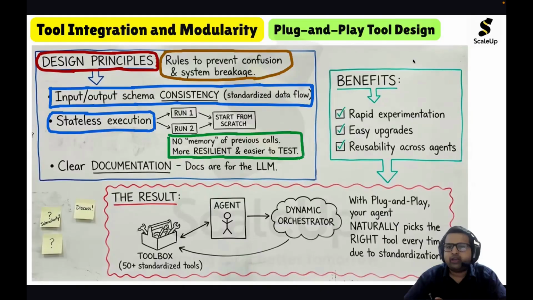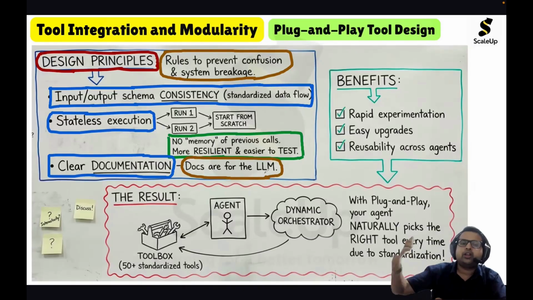One more very important design principle is clear documentation. In agent systems, documentation is for the large language model. Why is documentation important? It is not for humans, but for large language models, because in agentic AI systems, large language models will be the orchestrator. They will be calling the tools, and in order to call a tool, large language models should be aware of the tool. They will be aware of the tool if they are provided with clear documentation.